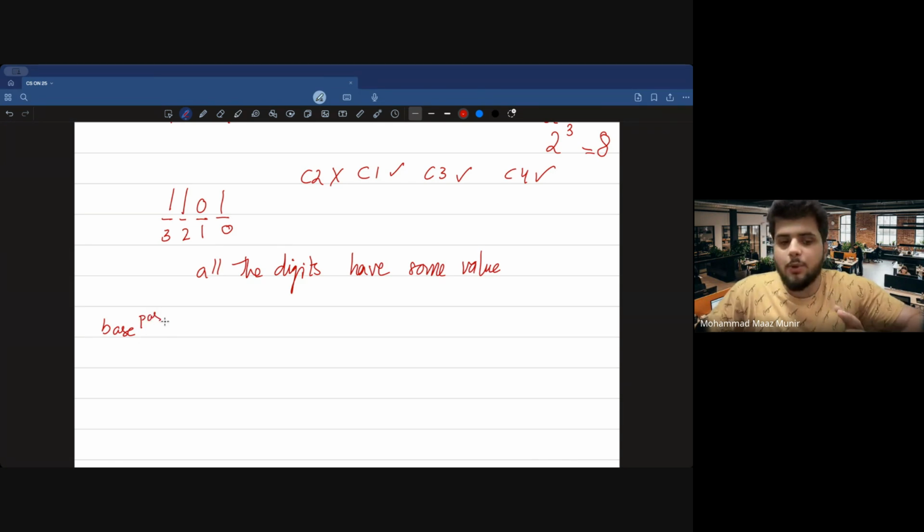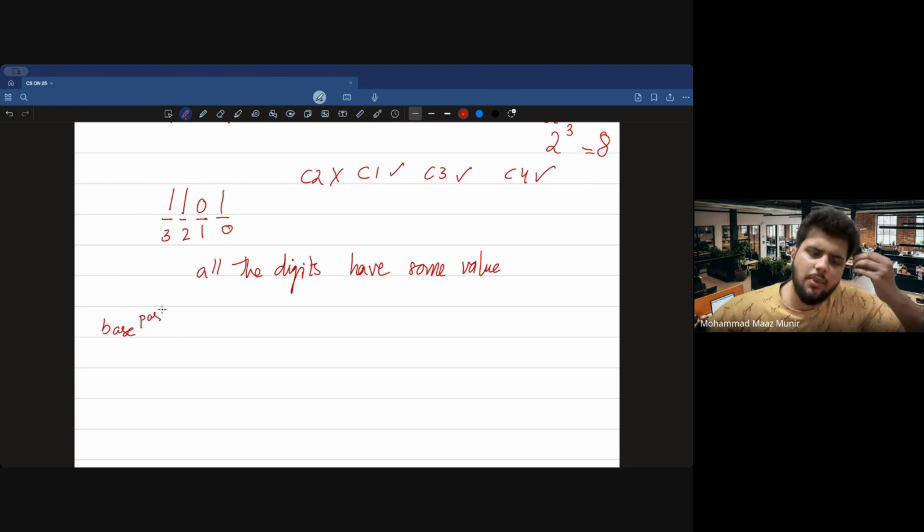Now, base raised to power position, this is not a formula which you need to memorize in your exam. You will memorize all these values very easily. I will give you a shortcut to it. So no need to memorize it. It's just for your own clarification. The formula is base raised to power position, right?